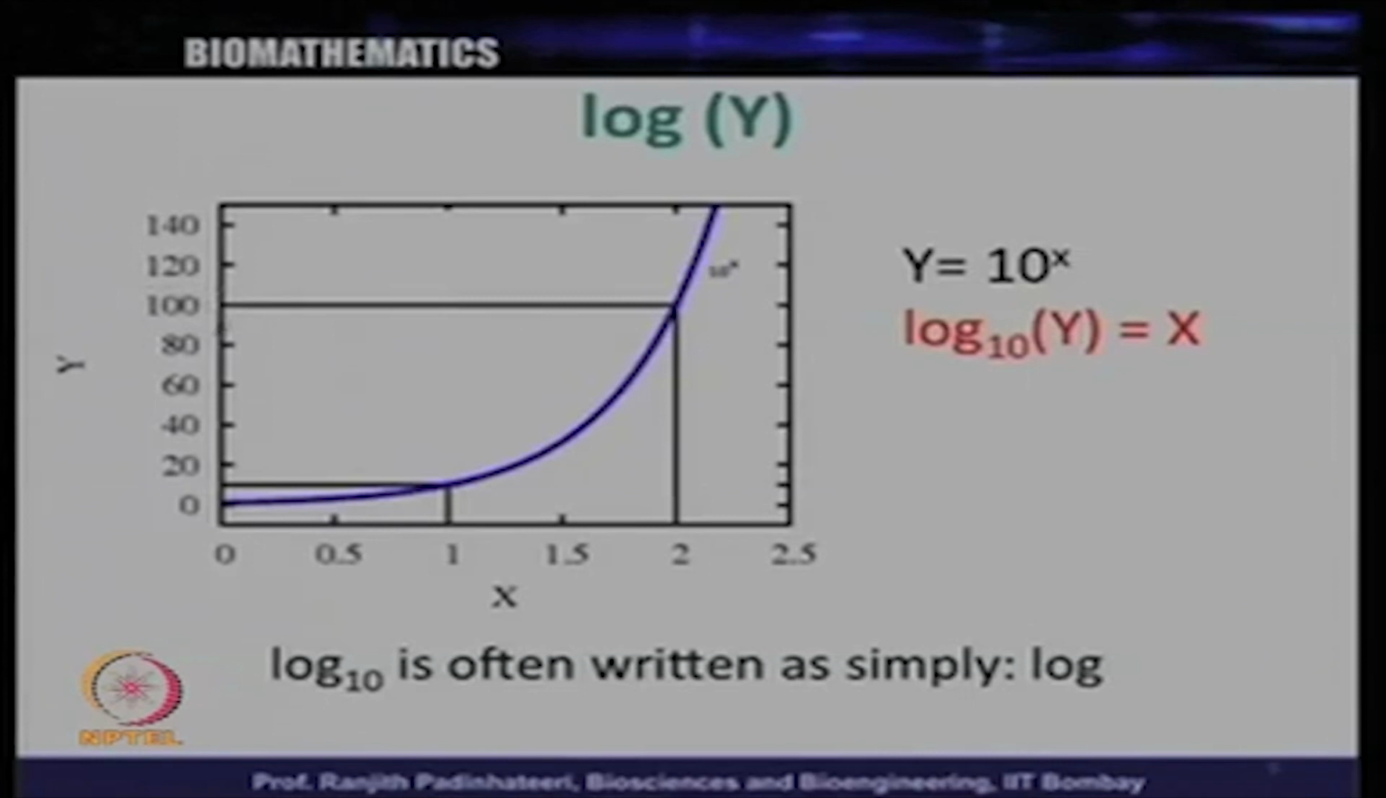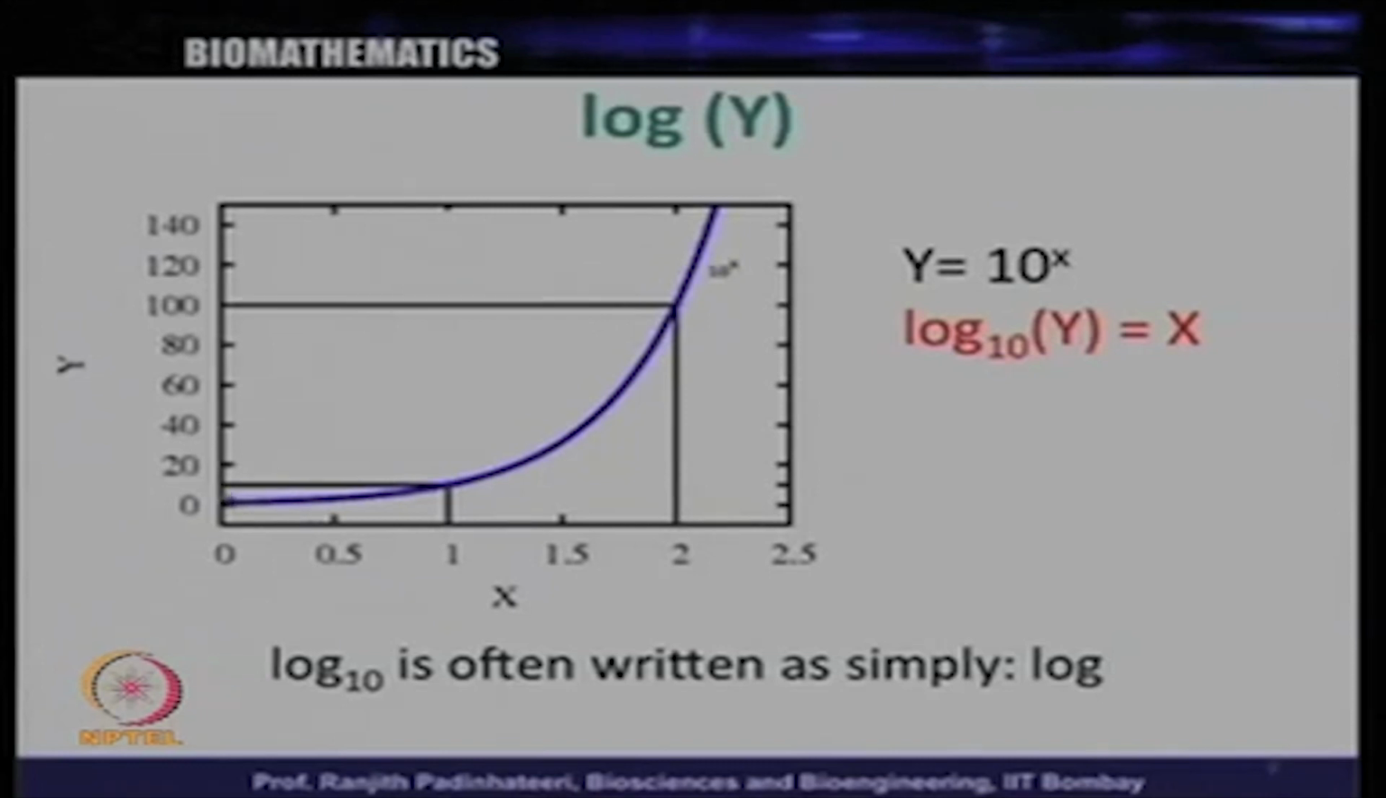So, to find the corresponding x value, you draw a line to the curve, the 10 power x curve, a line parallel to the x axis, and then draw a perpendicular line to touch the x axis. So, this says that for 100 the corresponding x value is 2. When the y value is 100, the corresponding x value is 2.